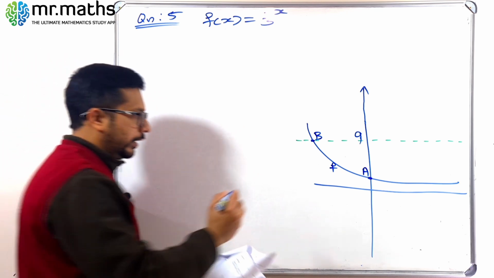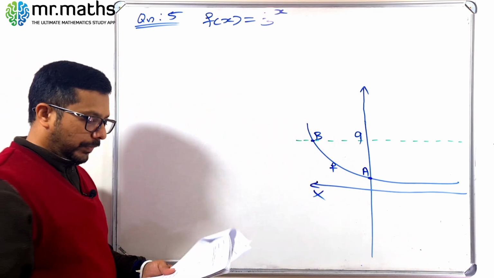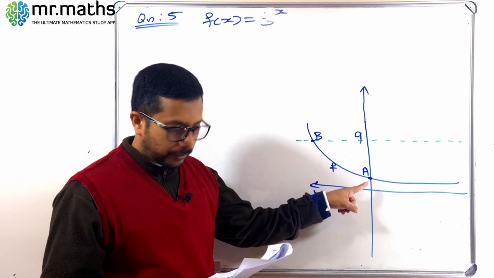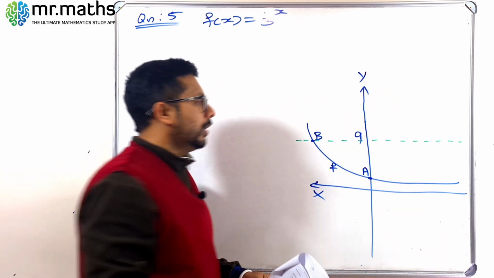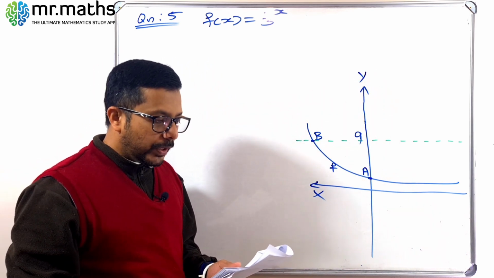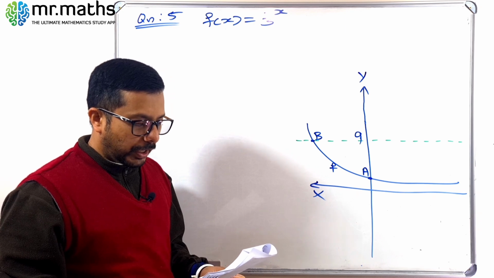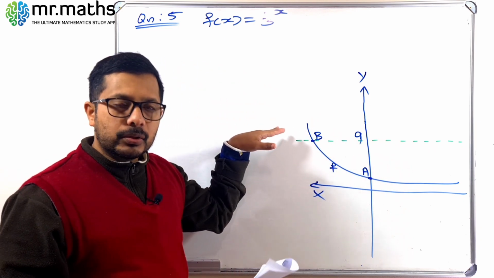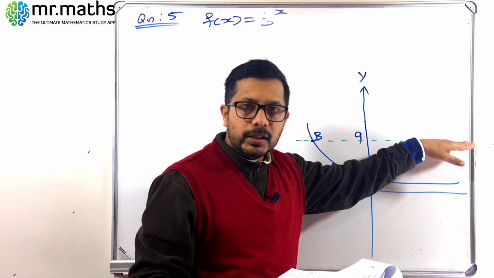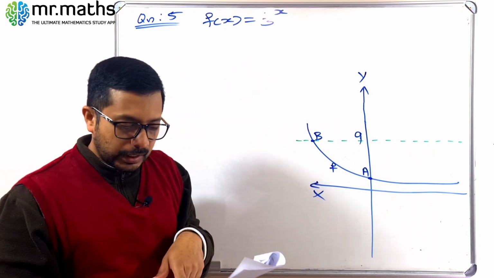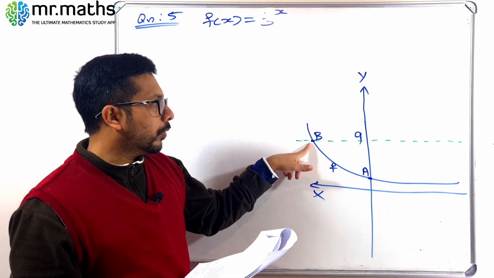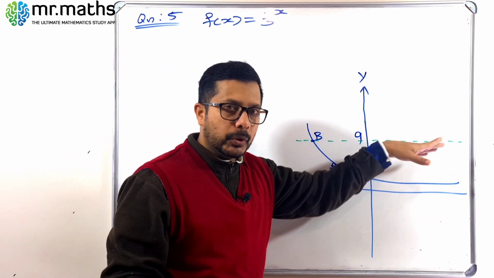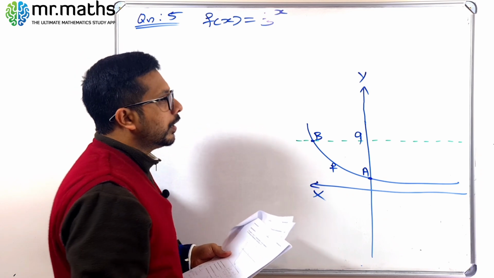So there is a graph given like this. This is the x-axis. Now A is the y-intercept of f. So this axis is y. A is the y-intercept, and B is a point of contact of f and the line y is equal to 9. So there is another line. Don't think that this is an asymptote. Look at the question. B is the point of contact between this f graph and another line, y is equal to 9.